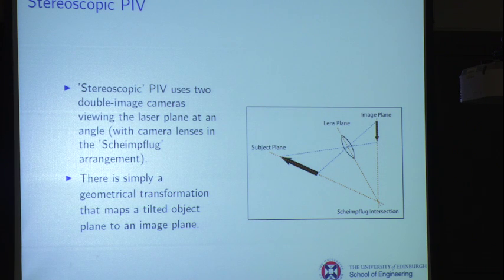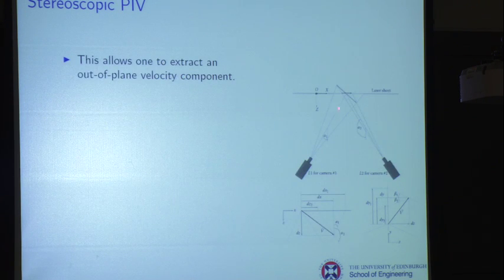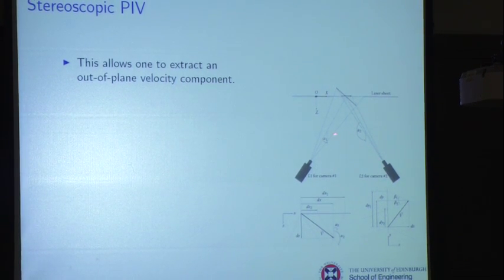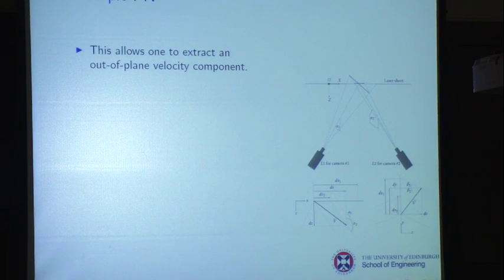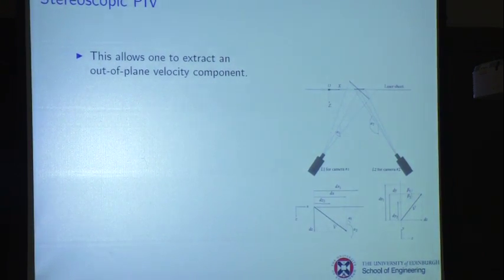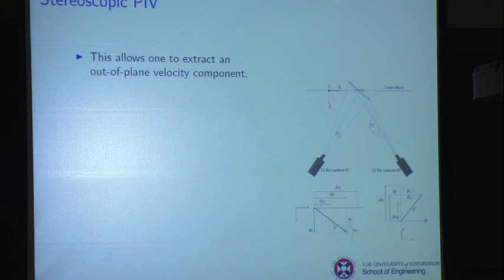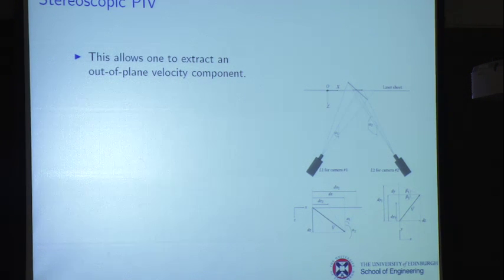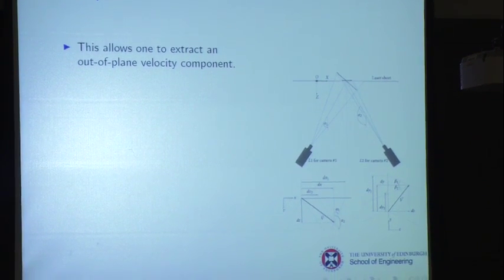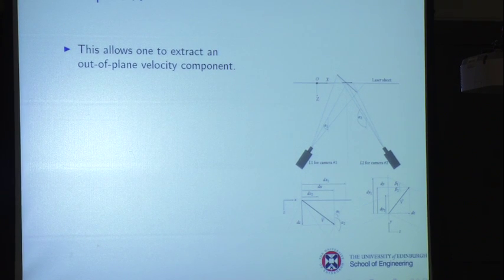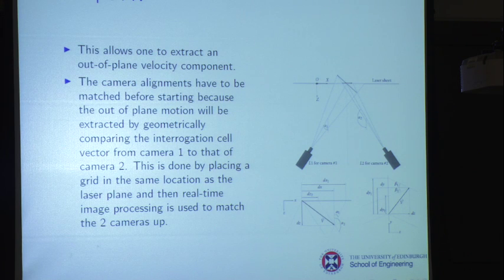So basically what happens is if you do two cameras, they're looking at this flow field from different directions, okay? And so when they see something move out of plane, there's going to be a difference in the two pictures about how this thing moved out of plane. And so you can use some image processing software to figure out what was in plane, in the laser plane, and what was motion out of plane. And that's how you get the out of plane velocity component.